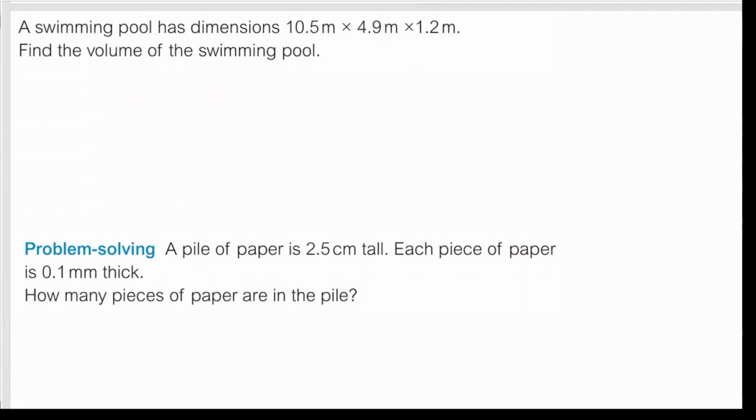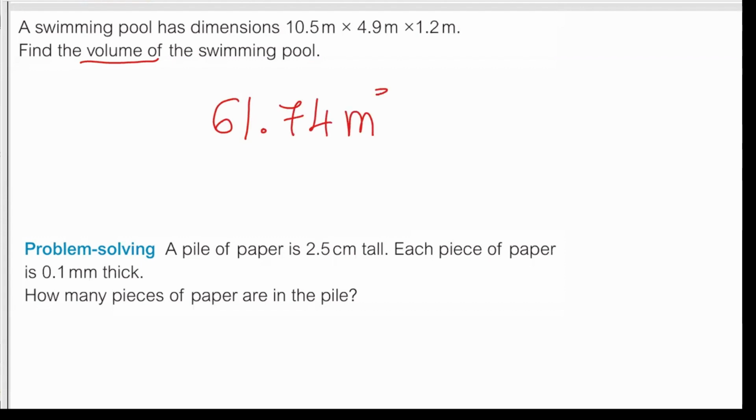A swimming pool has dimensions of 10.5 times 4.1 times 1.2. Find out the volume. So the volume is 10.5 times 4.9 times 1.2, which will be 61.74 meters cubed because this is a volume.